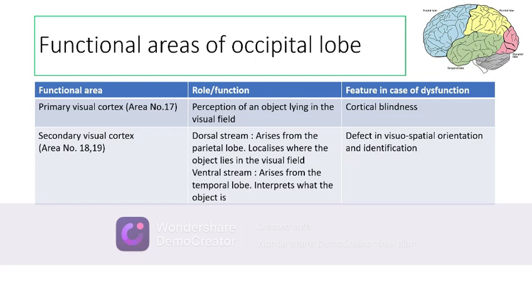The secondary visual cortex has two streams, the dorsal stream and the ventral stream. The dorsal stream arises from the parietal lobe, which localizes an object in the visual field, and if it is damaged, there is a defect in visual spatial orientation. Whereas the ventral stream arises from the temporal lobe and interprets what the object is, and therefore if it is involved, the patient has difficulty in identification.